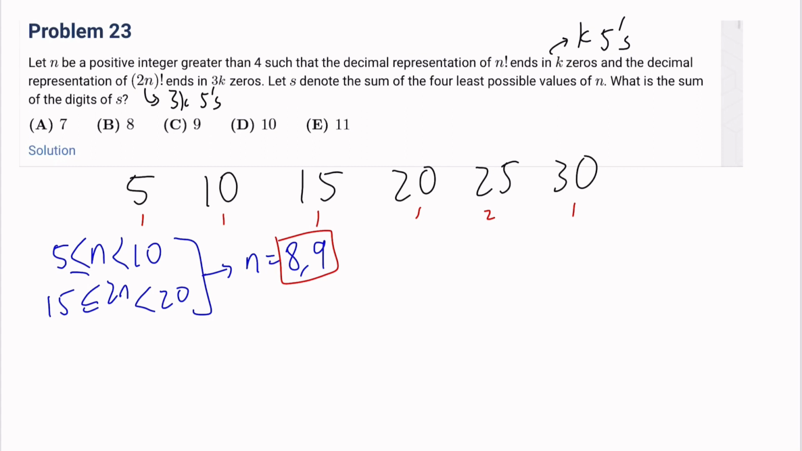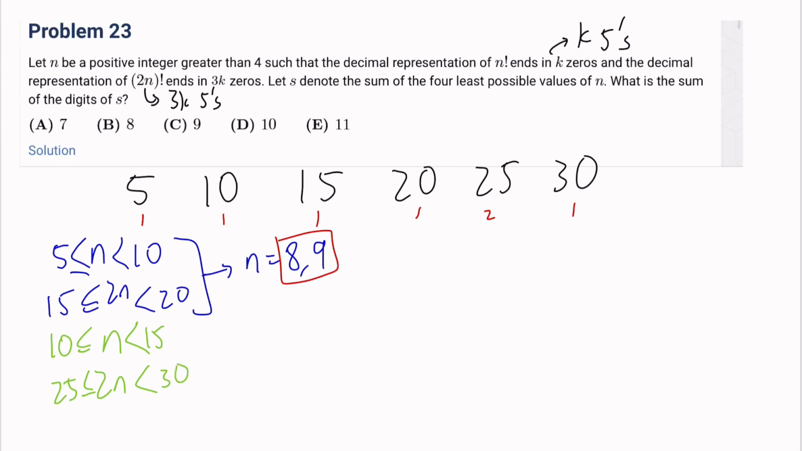And the next is if we consider that n is between 10 and 15, right? We have to do this because it asked for the 4 least possible values of n, and we just had 2 from the first one. For n between 10 and 15, 2n factorial needs 6 5's, right? And 6 5's means until 25, so it's between 25 and 30. So 2n is greater than or equal to 25, and it's less than 30, right?